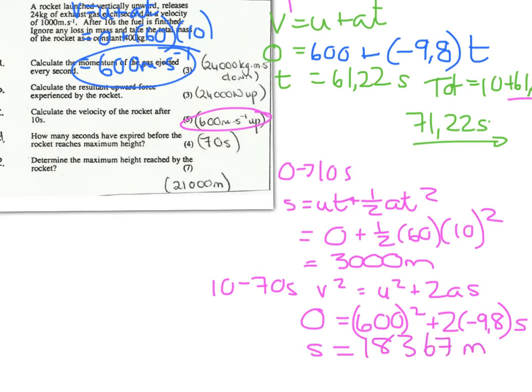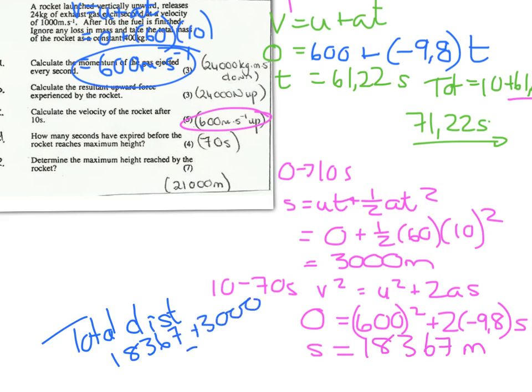And so you land up with 18,367 meters, and then you're going to add those two together with the 3,000, and therefore the total distance is going to be equal to 18,367 plus 3,000, and that becomes 21,367 meters going up in the air.